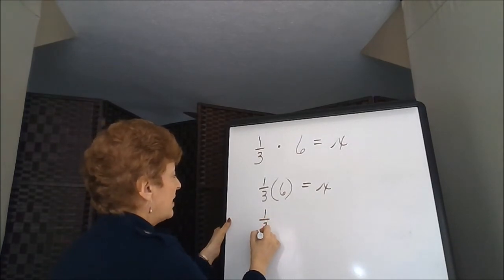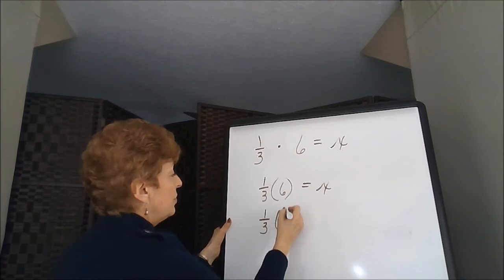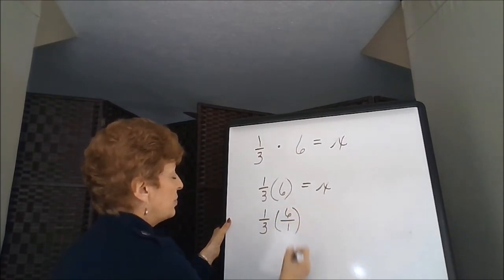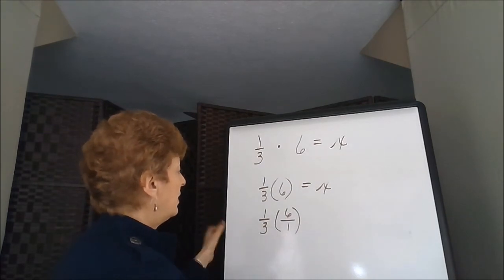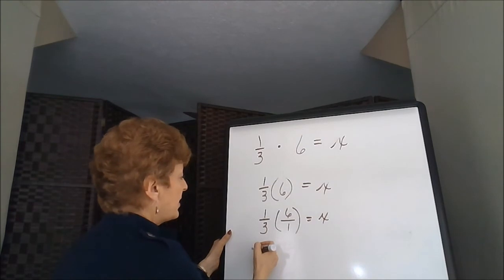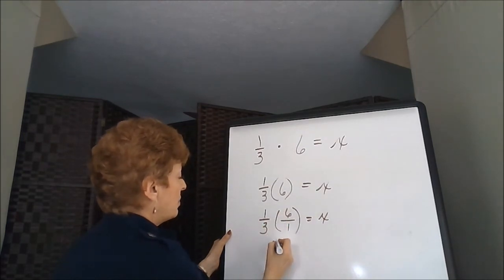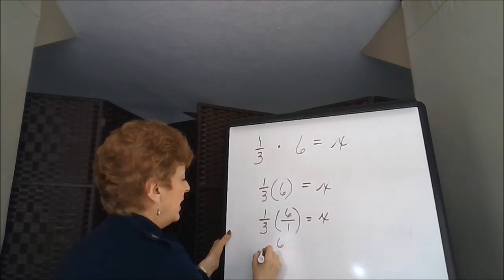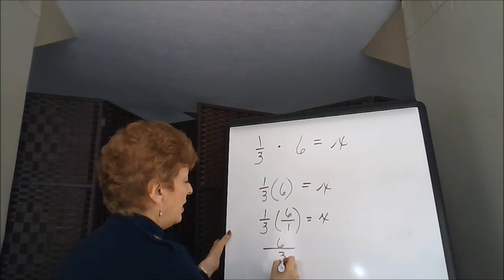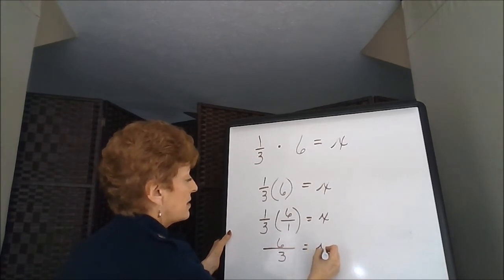So I'm going to copy this. The whole number 6 I will put into a fraction. Anytime a whole number is put into a fraction, it's over 1, equals x. The rules for fractions say that you're supposed to multiply the top numbers, which are the numerators. 1 times 6 is 6. And multiply the bottom numbers. 3 times 1 is 3, is equal to x.